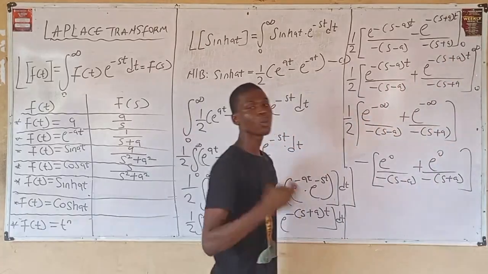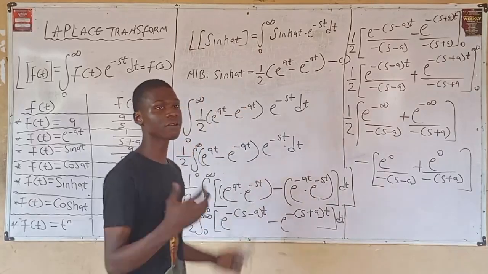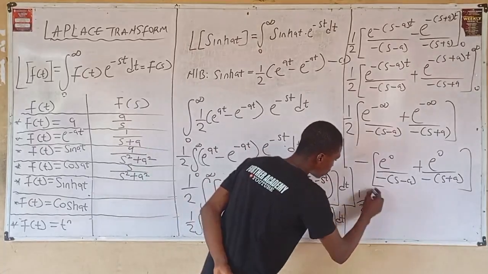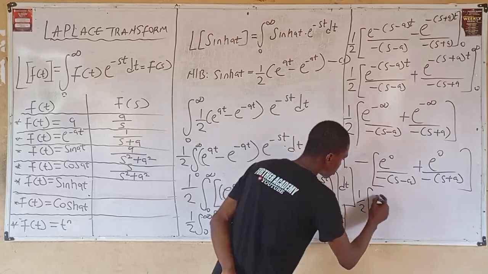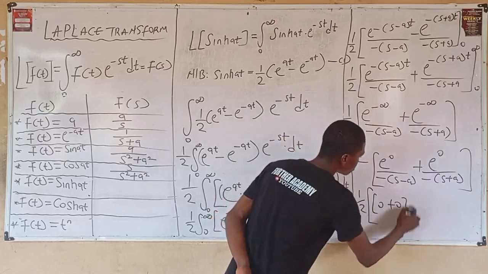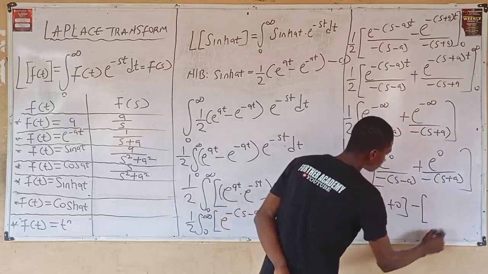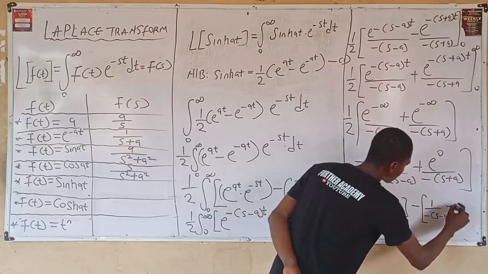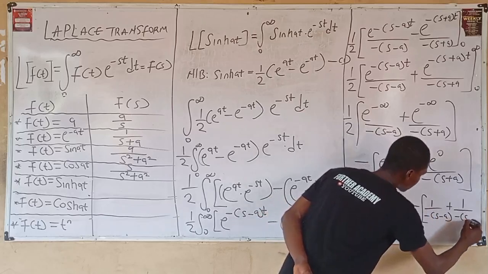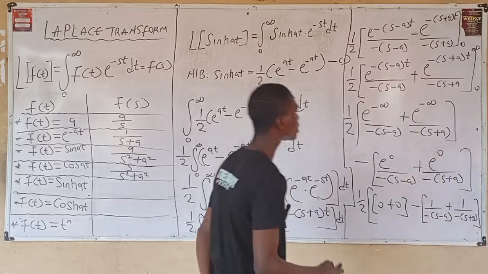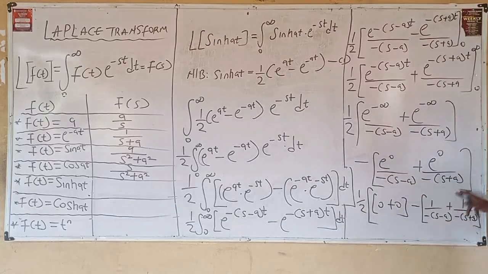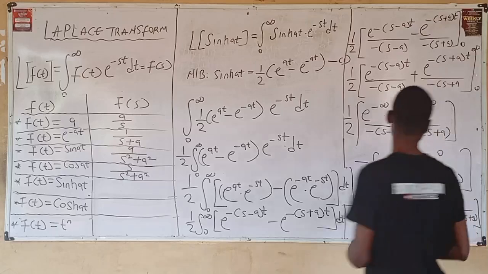Now from here we know that exponential raised to the power of negative infinity becomes what? 0. Meaning I have 1 over 2a, all into bracket, 0 plus 0, minus, all into bracket, 1 divided by negative (s minus a) plus 1 divided by negative (s plus a). Alright, for this bracket I have 0 plus 0. For this very one I have 1 divided by negative, all into bracket (s minus a), plus 1 divided by negative, all into bracket (s plus a).